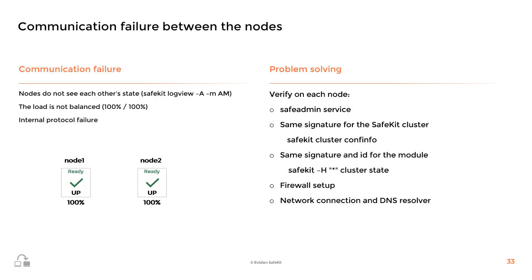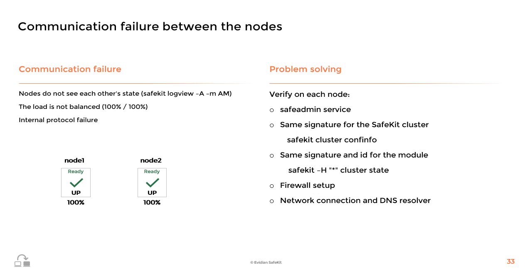Let's now consider a strange and incoherent state of the cluster, where Node 1 is in the up green state managing 100% of the traffic and Node 2 is in the up green state managing also 100% of the traffic. In this case, there is a communication issue between Node 1 and Node 2. To solve this issue, verify the following on each node.